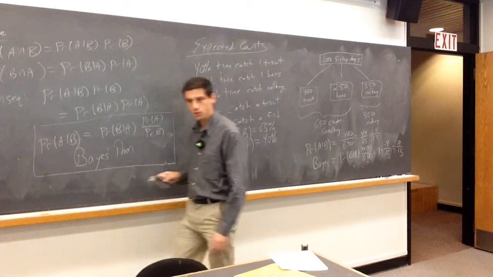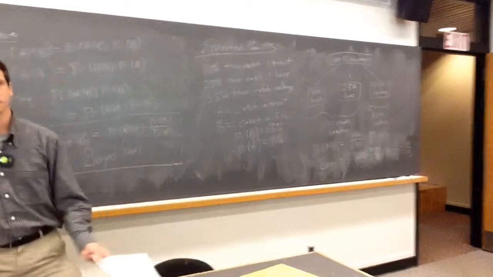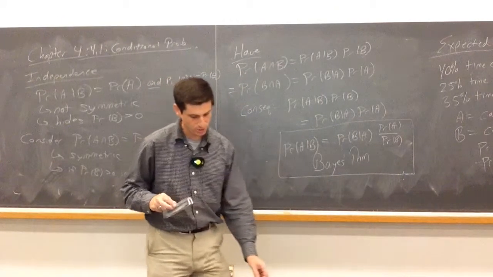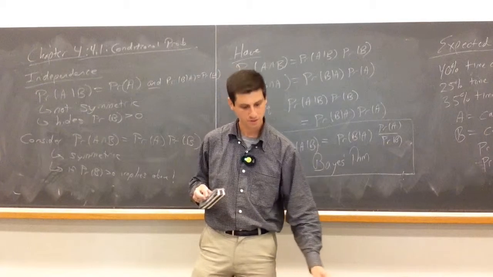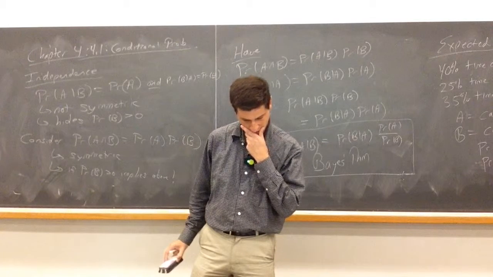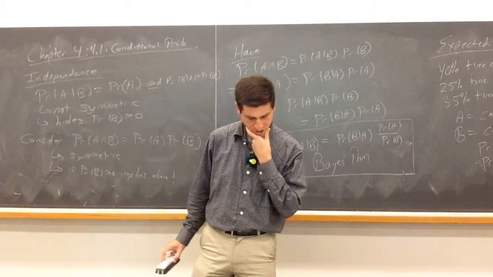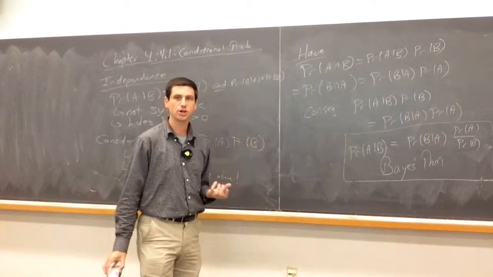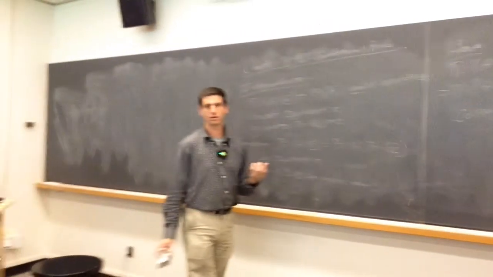Okay. Any questions on what we've done so far? Everybody's happy with the expected counts? Okay. So what I think I'm going to do is skip ahead, and as long as we're here, let's finish off Bayes' theorem, and then let's go back and talk a little bit more about independence. Okay?